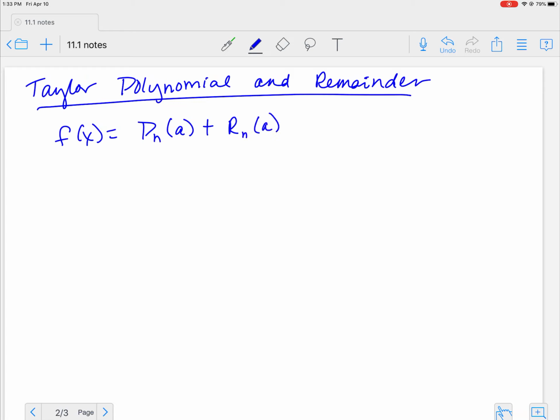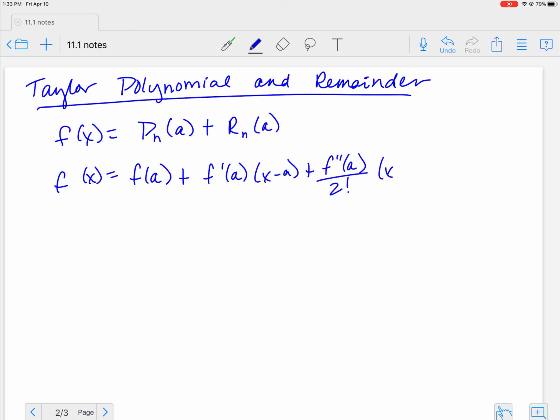centered around this a. All right? So my function is going to be f of a plus f prime of a times x minus a. Looking familiar because this is what we just wrote down, but I want to get the other part in here. Plus the second derivative over 2 factorial x minus a squared plus this.